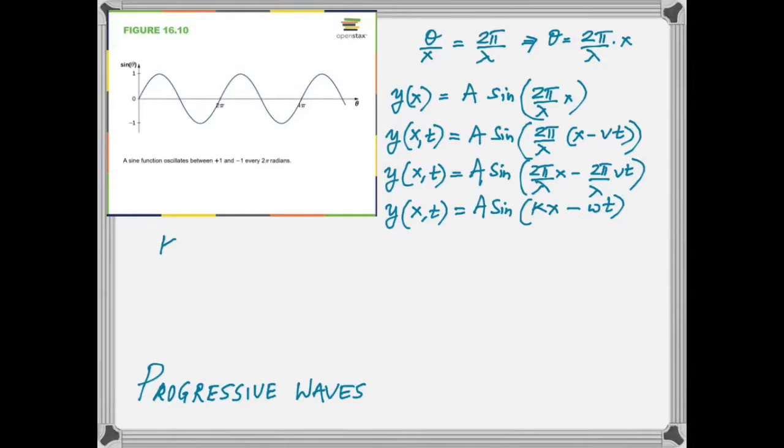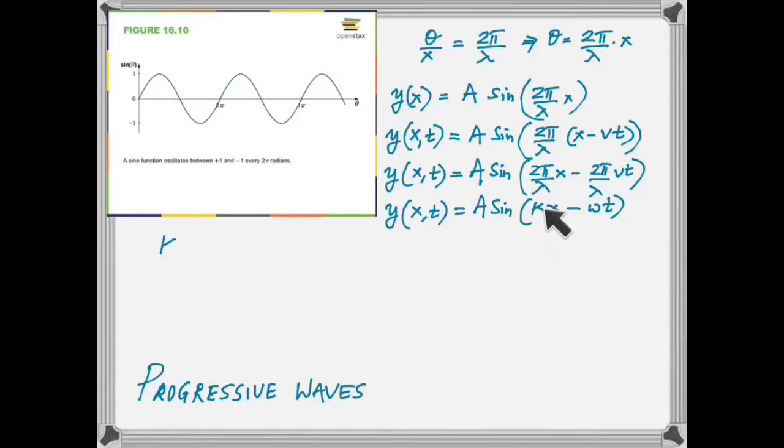Let me say that again. V by lambda is f, frequency, and 2 pi times f is omega. So you have the equation for a progressive wave. A progressive wave is a wave that progresses or moves outwards. And this is for a one-dimensional wave. This is the neat little form in which you write that.